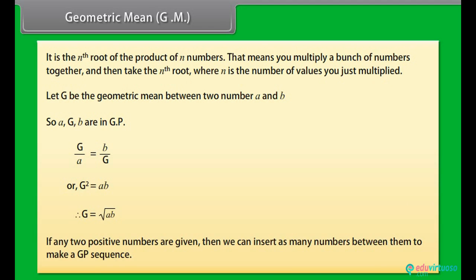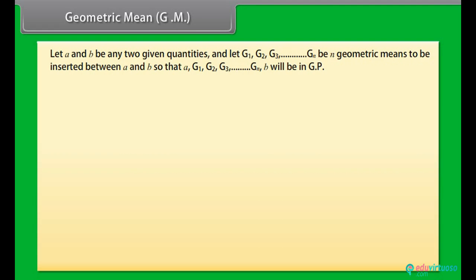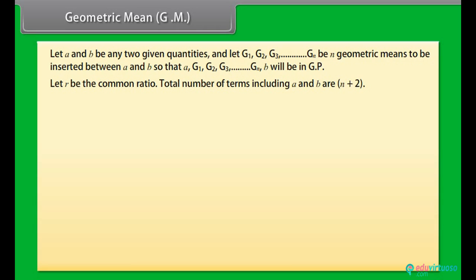If any two positive numbers are given, then we can insert as many numbers between them to make a GP sequence. Let a and b be any two given quantities, and let G1, G2, G3 up to Gn be n geometric means to be inserted between a and b, so that a, G1, G2, G3 up to Gn, b will be in GP. Let r be the common ratio. Total number of terms including a and b are n plus 2. The last term b is equal to a into r raised to the power n plus 1.